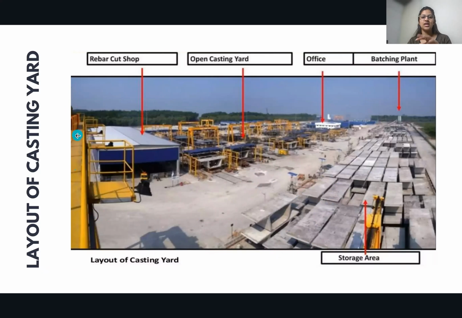In this picture, if you observe this yellow color, the person who clicked this picture is standing on top of one gantry crane. So this is one gantry crane, and this is an overall view of how a casting yard actually looks.